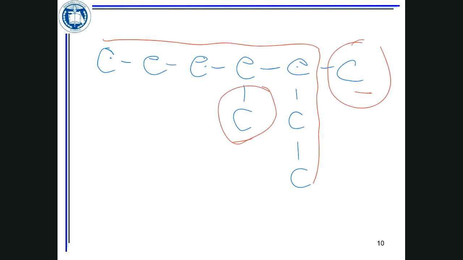Now, I have two choices. Should I go from the left side here, or should I go from the bottom down here to number my main carbon chain? Go from the bottom. 1, 2, 3, 4, 5, 6, and 7.